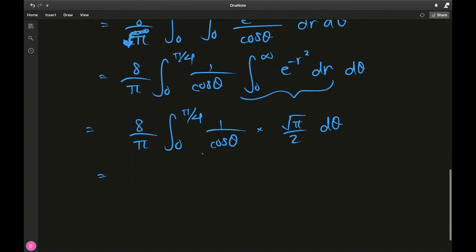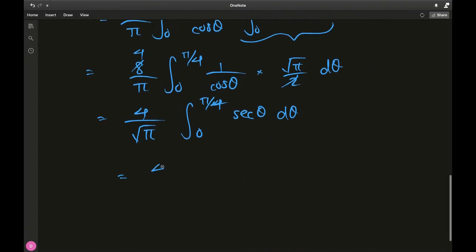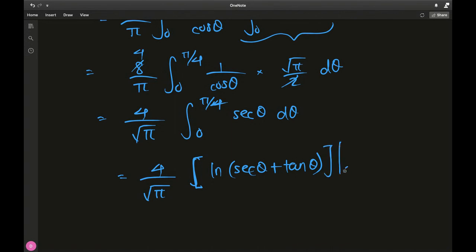Okay, so stuff cancels out nicely. 4 over square root of pi we have, and integral from 0 to pi over 4, 1 over cosine theta is secant theta d theta, and this is a pretty standard integral whose derivation is simple. You basically multiply and divide by secant theta plus tangent theta, and then you make a substitution. You eventually end up with natural log of secant theta plus tangent theta as the antiderivative, evaluated from 0 to pi over 4.